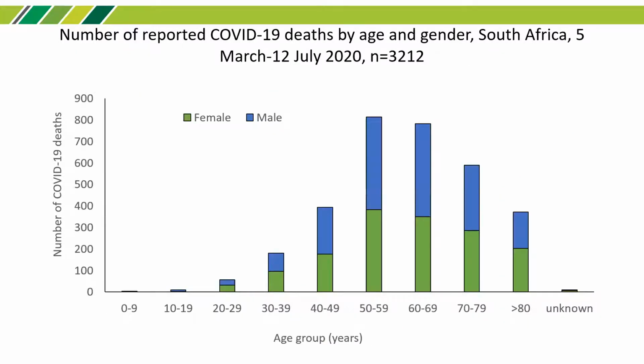This is a breakdown of deaths by age and sex, and you'll see here that there are more deaths in people who are older than 50 years, but that there are a fair number of deaths in people younger than 50 as well.